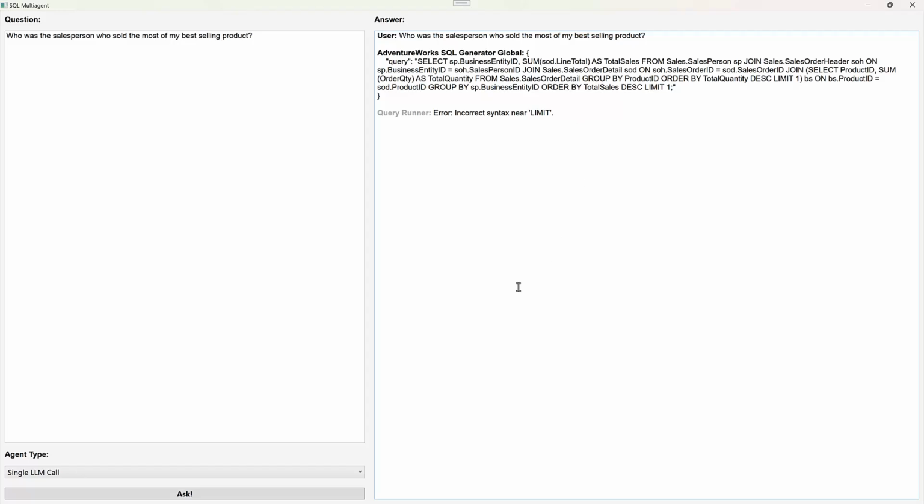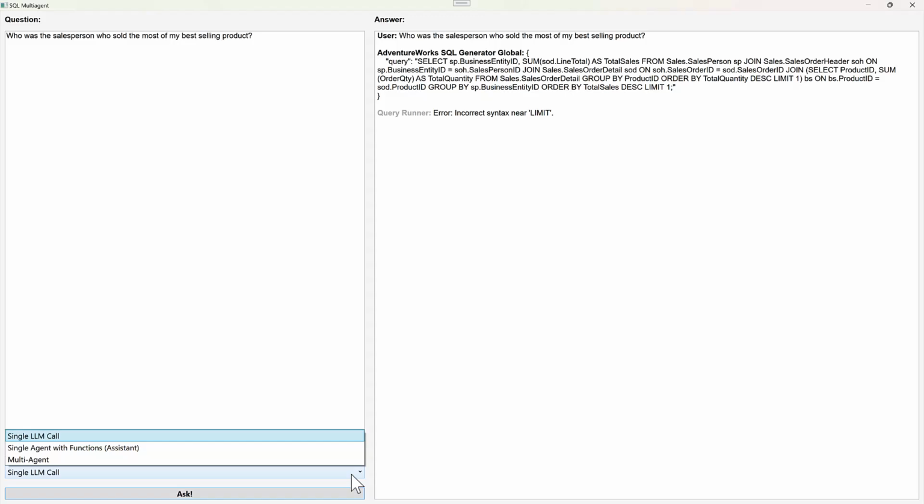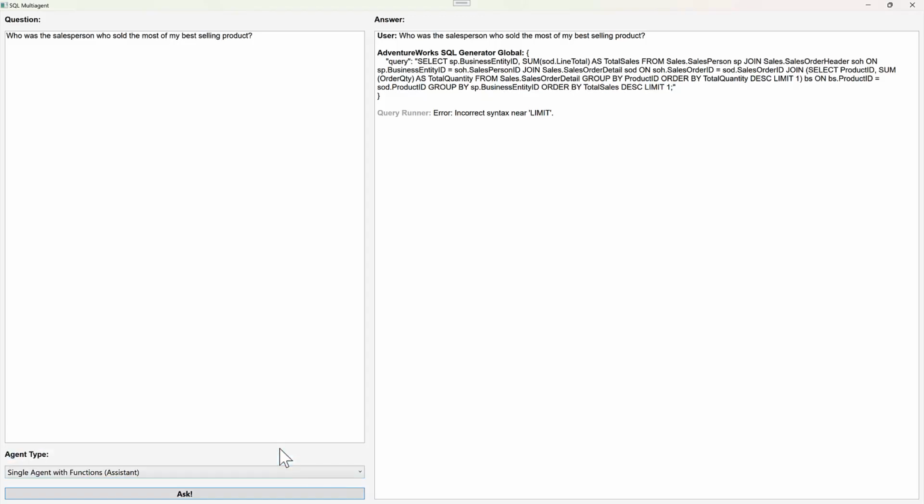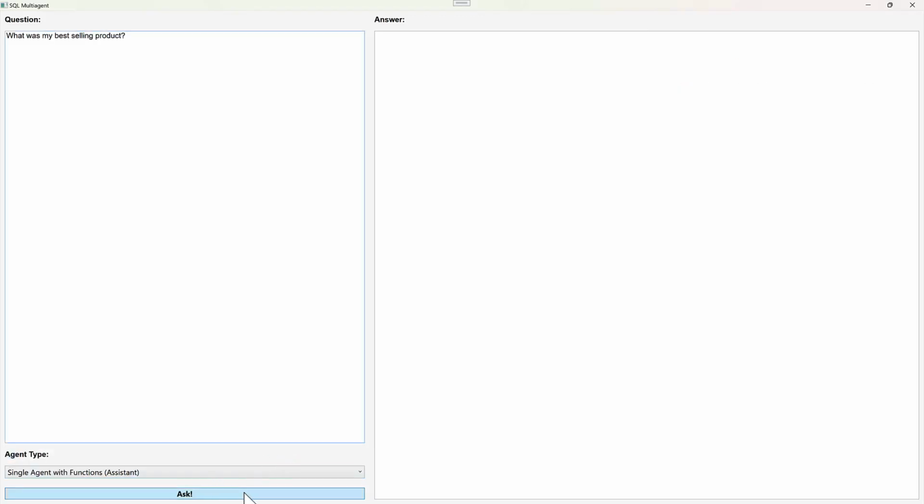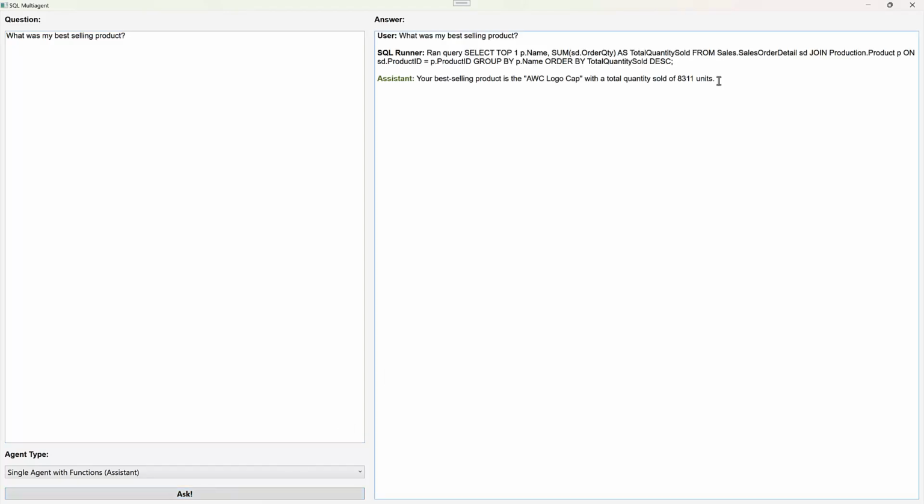One way to approach this is with the use of an agent. And here we'll use an assistant. So let's try that first question first. So what we did here is we used the assistant agent framework and the ability to run functions. And so here the assistant could run its own SQL and get a result. That's what it did here, and it gave a much more pleasant and human readable answer.